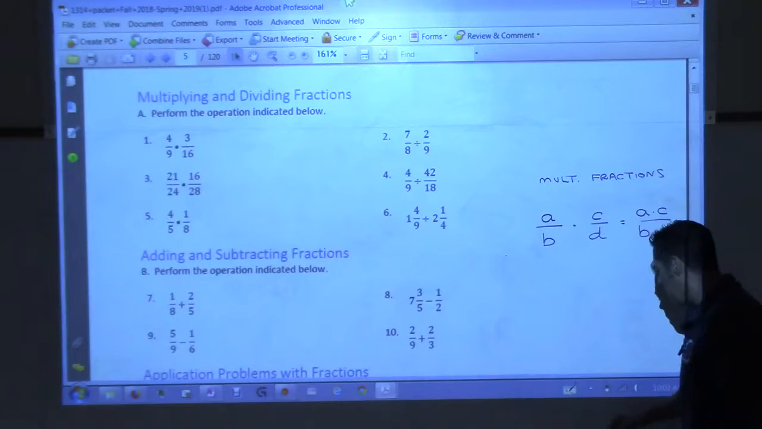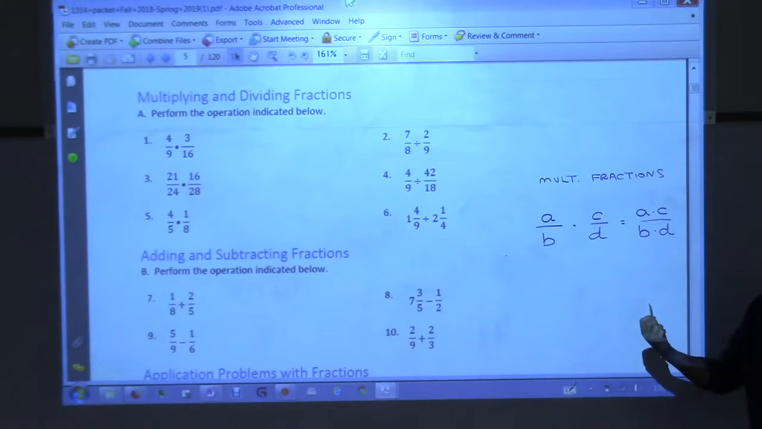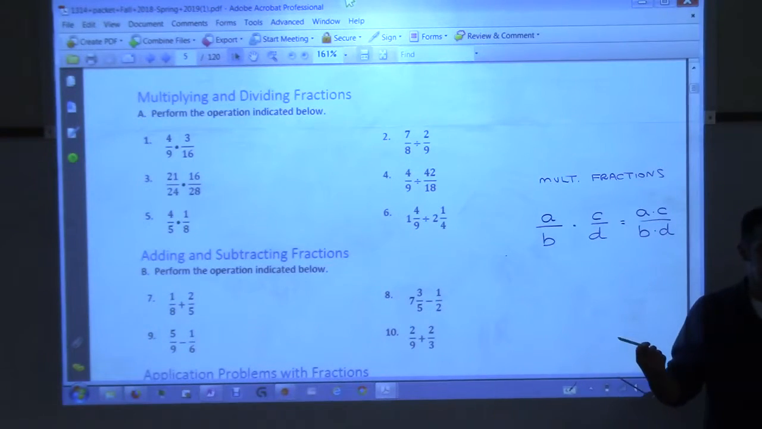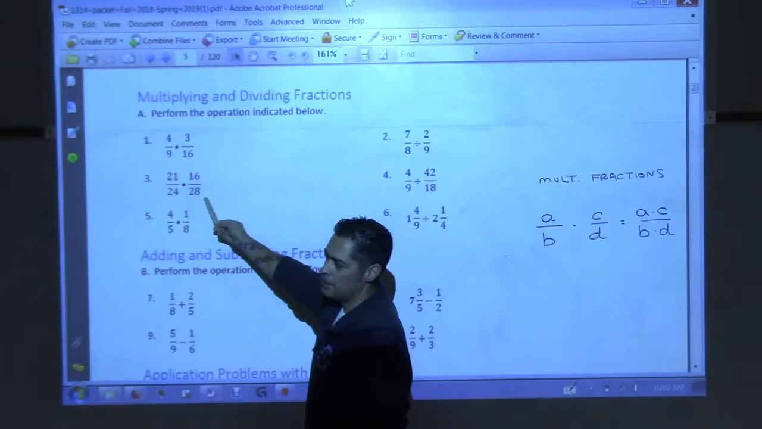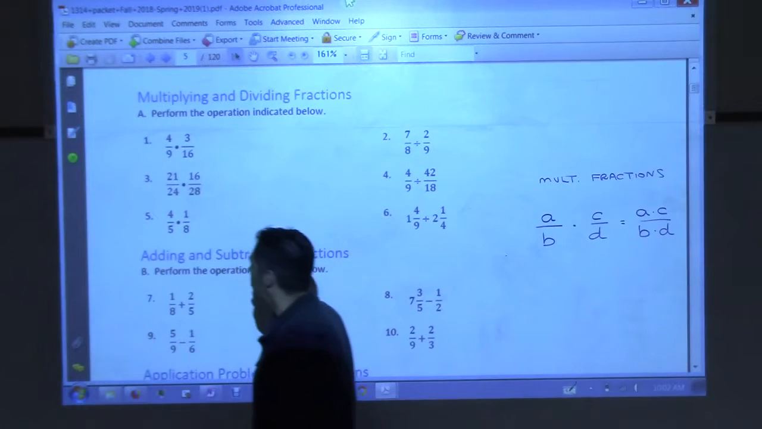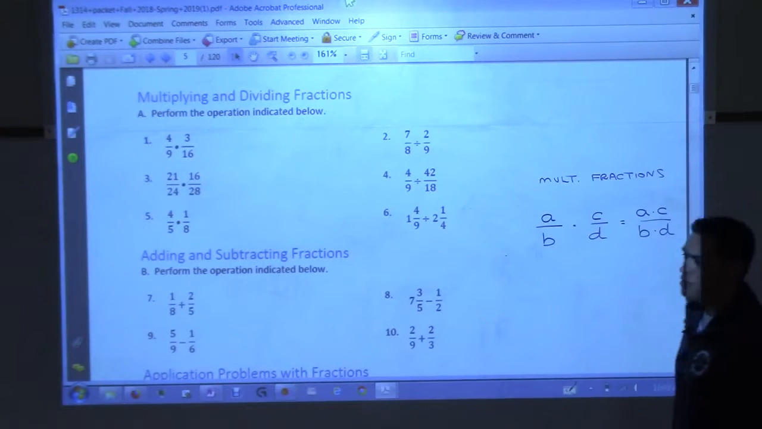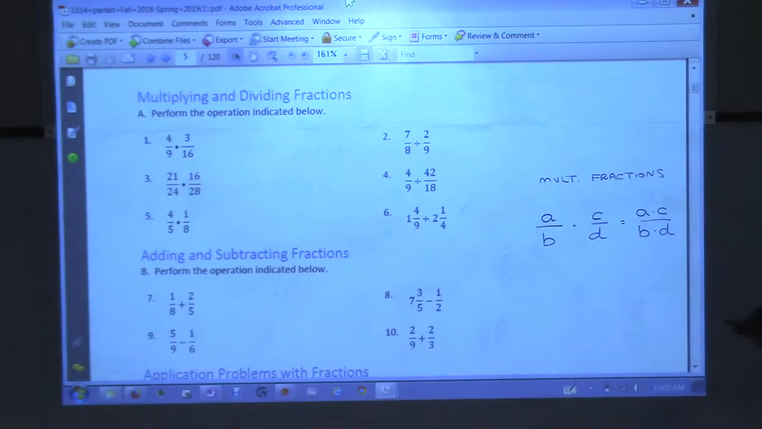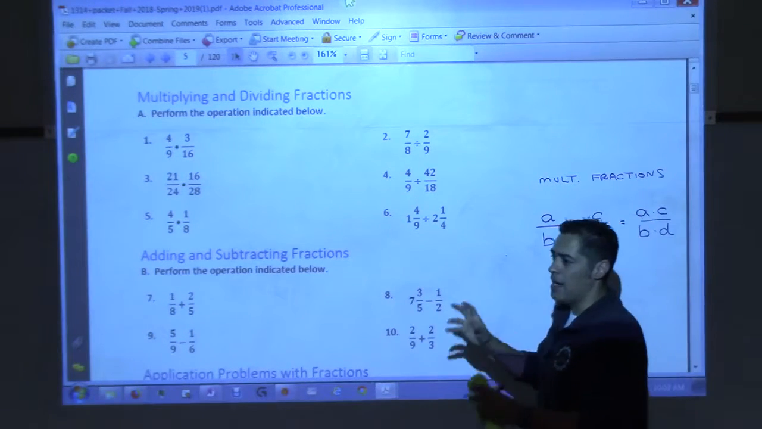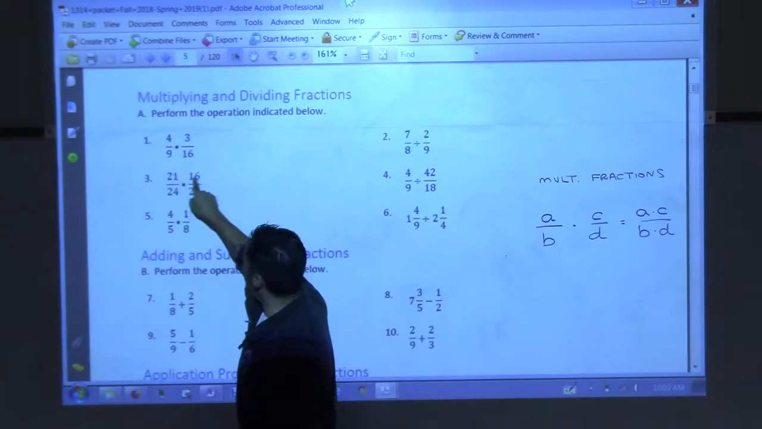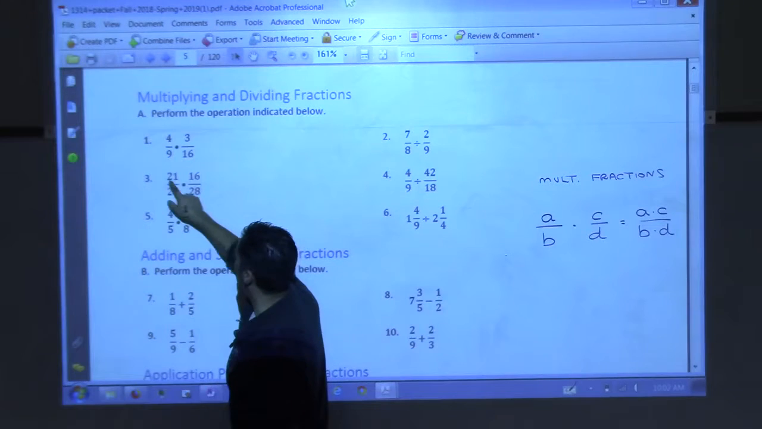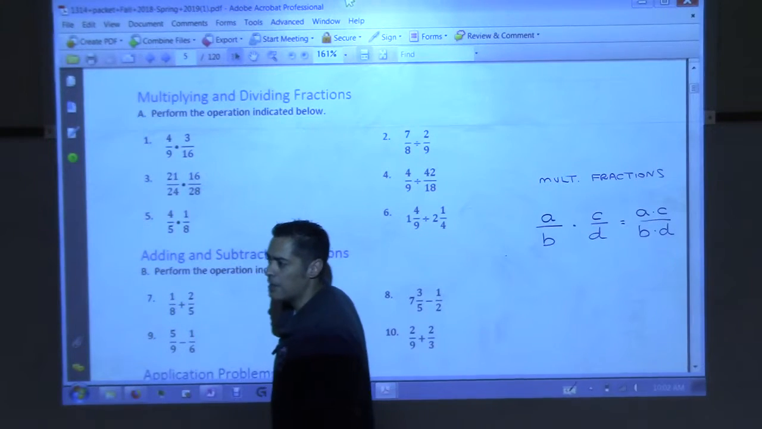All right, so we'll go with Matthew Griffin. Where's Matthew Griffin? Number 3. Just talk with me through number 3. How would you like to approach that? Do you want to multiply those straight across right now, or do you want to try and break it down first? Do we want to multiply these across, or do we want to figure out if something is canceling?